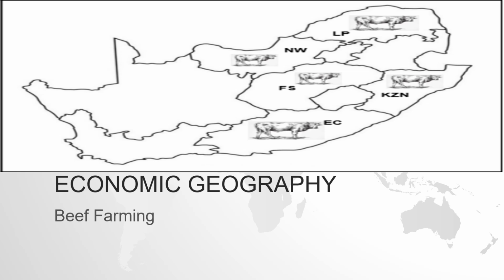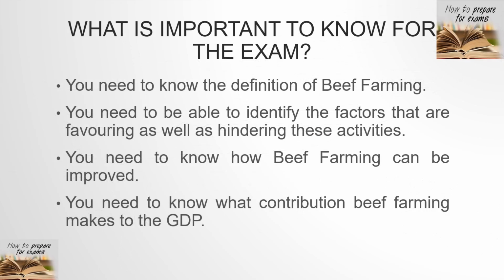So our next sector, or next part of this in economic geography, is beef farming. Remember, that is our focus this year, beef farming specifically. So what is important to know for the exam with regards to beef farming? You need to know the definition of beef farming, identify the factors that are favoring and hindering it, know how it can be improved, also how it contributes to the GDP.